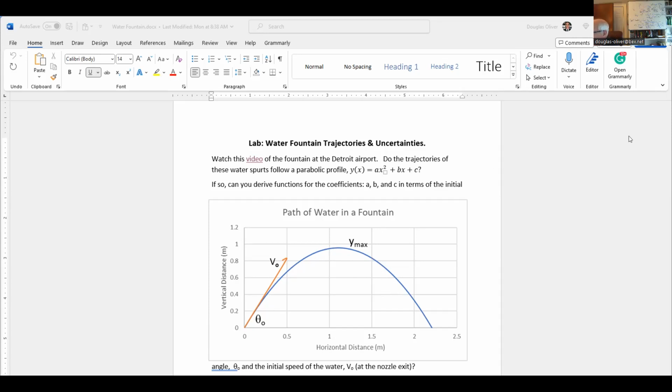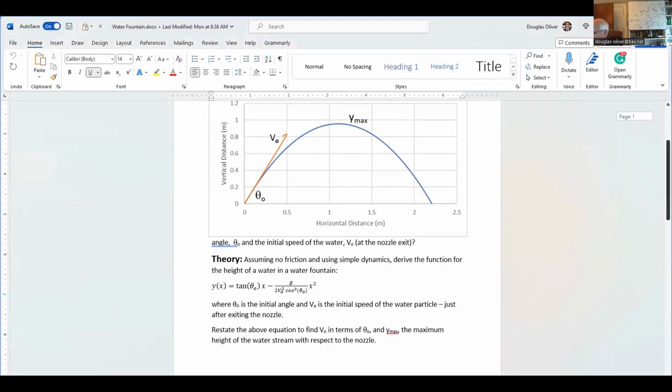Well, let's see, how do we derive that? I'll let you do the work, but I'm going to give you that equation. Y is equal to tangent of theta times x minus g over 2 times the initial velocity cosine squared, initial angle x squared.